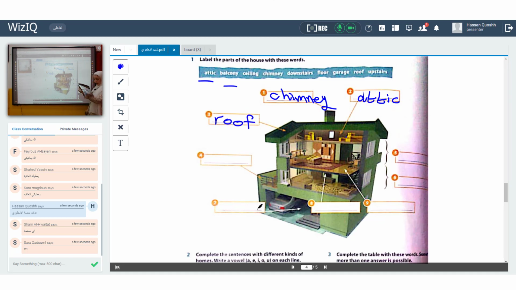Page 16. Okay. Now, number four. As you see, balcony. I told you, balcony. Okay. Now, number five. Look at number five. Upstairs. Excellent. Thank you for your answer. Yes, upstairs.